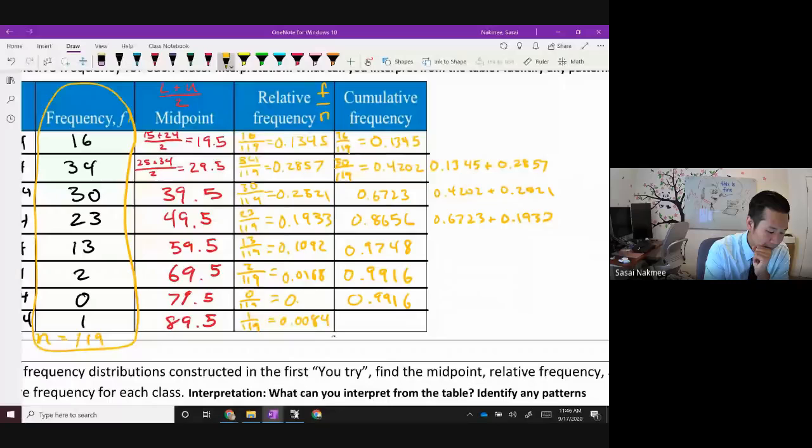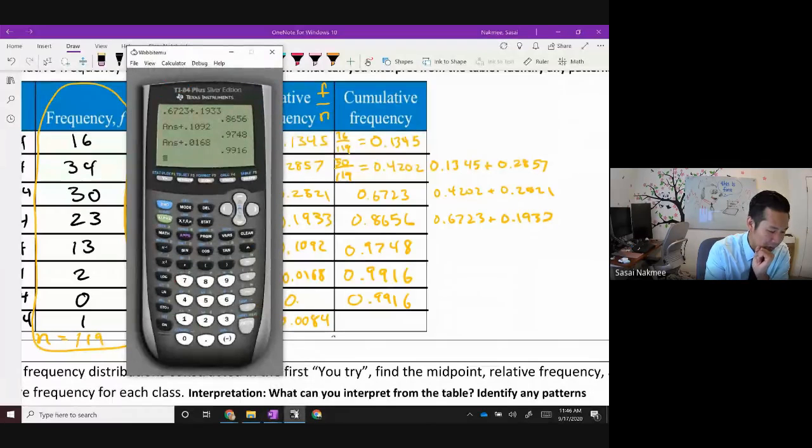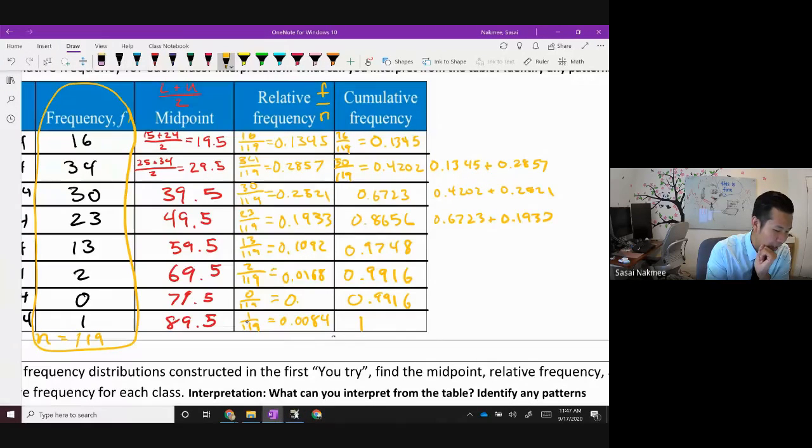And this last one is going to be 0.9916 plus 0.0084, which comes out to 1. Whew.